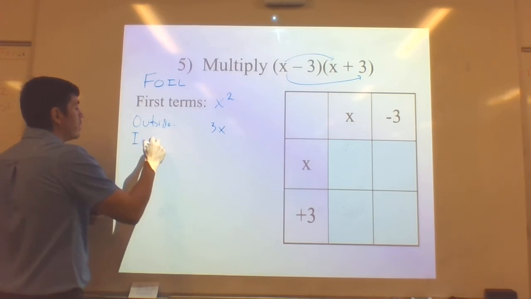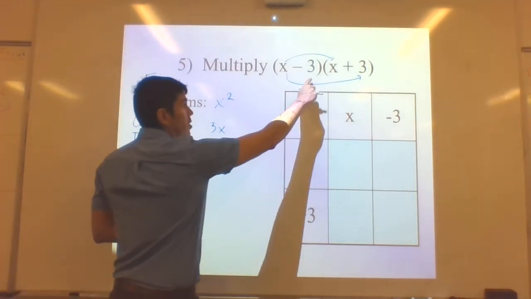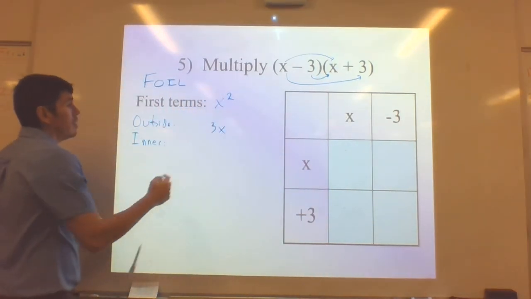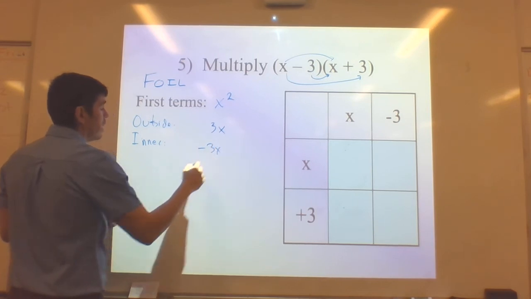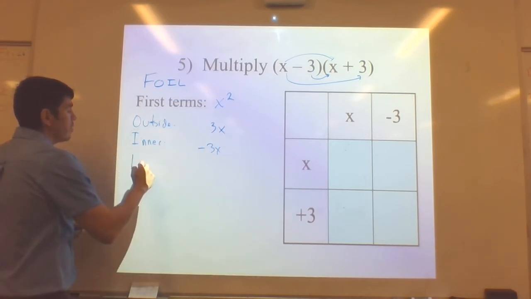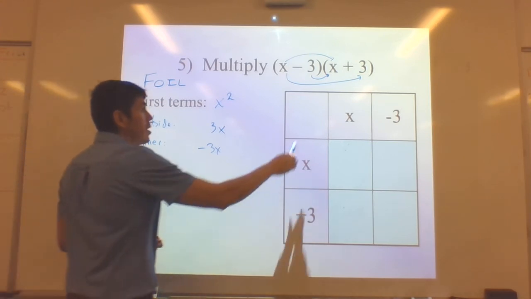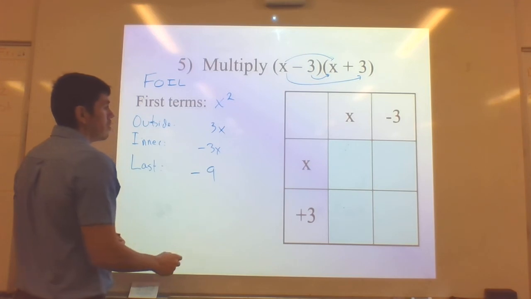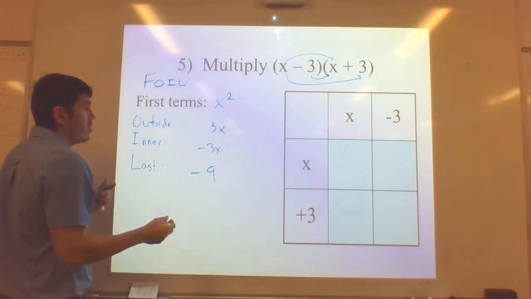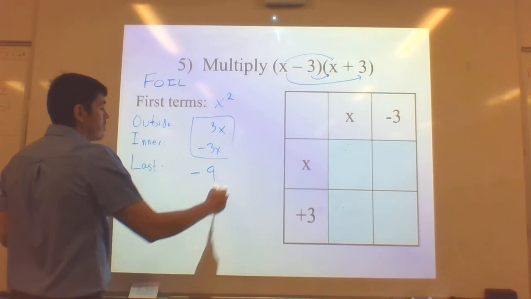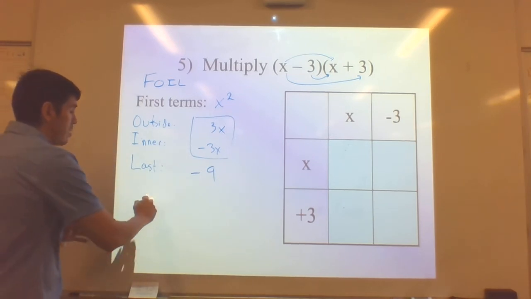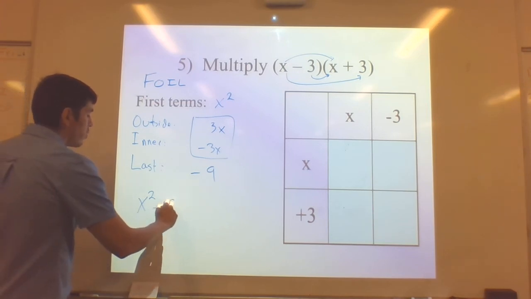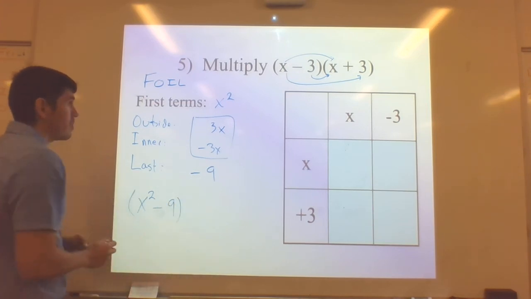The inner terms: the inner term is going to be the negative 3, and that's going to give us negative 3x. Finally, let's do the L for last. What are my last terms? The negative 3 and the 3. That's going to give me negative 9. Okay? What's my answer? Well, you combine like terms, and you put it in standard form, meaning your highest degree first, x squared. 3x minus 3x is going to be 0, so we're going to get x squared minus 9. And that's my answer right there.